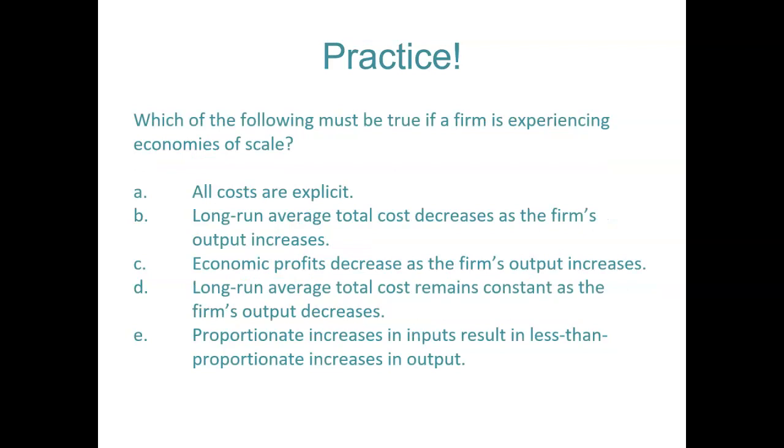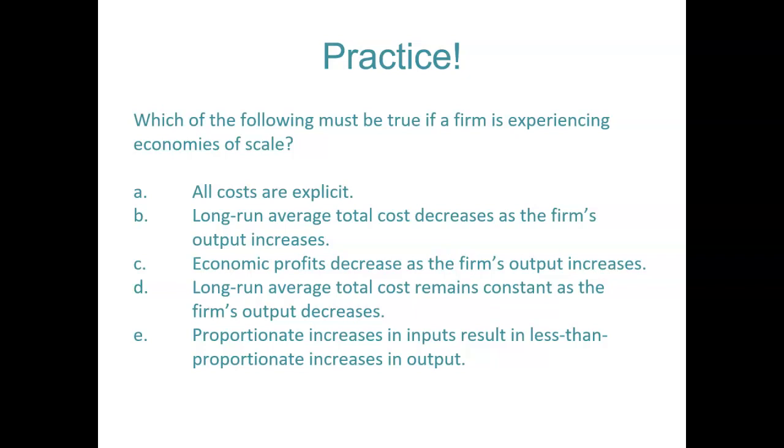Which of the following must be true if a firm is experiencing economies of scale? All costs are explicit. We haven't even learned explicit costs yet, so it's not A. Long run average total cost decrease as the firm's output increases. That sounds good. That is the definition of economies of scale. It cannot be C because economic profits decrease as the firm's output increases. That is, we are not at all connecting cost to economic profit. They're related, but they're not the same thing.